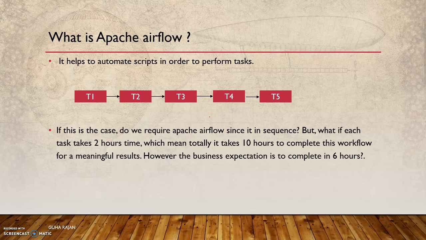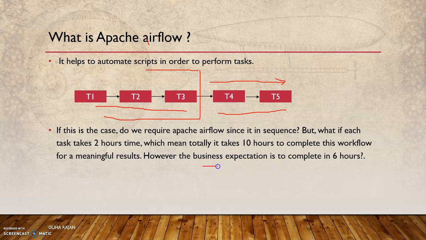However, suppose T1, T2, and T3 are independent, with no dependency. The only dependency is that only after completion of these 3 tasks can T4 start. So T1 can start at 10 p.m., T2 can start at 10 p.m., and T3 also starts at 10 p.m. The only thing is, after successful completion of all 3, T4 and T5 should start. That means, because T1, T2, and T3 all start simultaneously at the same point in time, they can complete in at most 2 hours, and after that these 2 tasks will start.